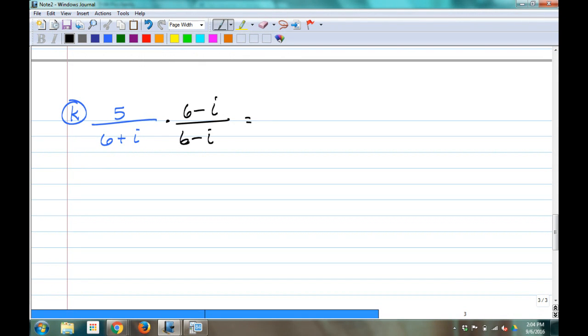And then multiply that out. So that's 30 minus 5i. And then on the bottom, 6 times 6 is 36. We know the stuff in the middle is going to cancel out, so we just say i times i is i squared, and it's a minus because it's plus times minus. And then simplify that.